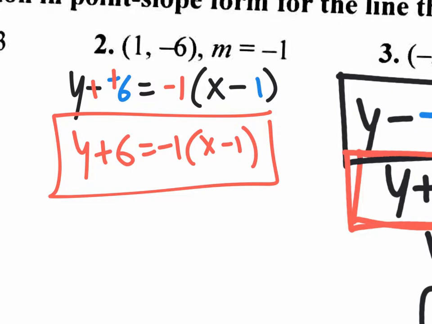Now if they asked you to change it to slope intercept, you'd have to distribute the negative 1, move the 6 over to the other side, get y by itself. But they're asking for point slope, and that's about it.